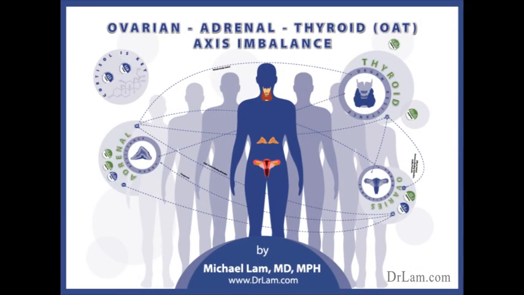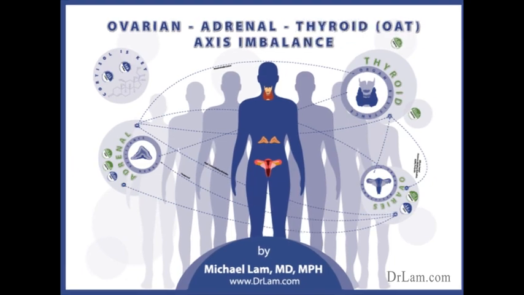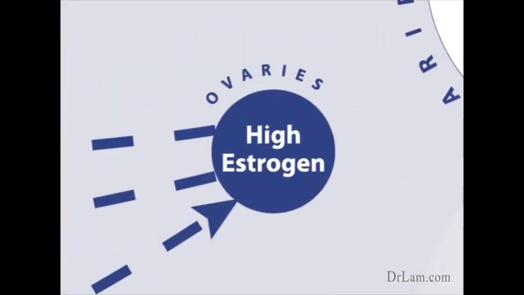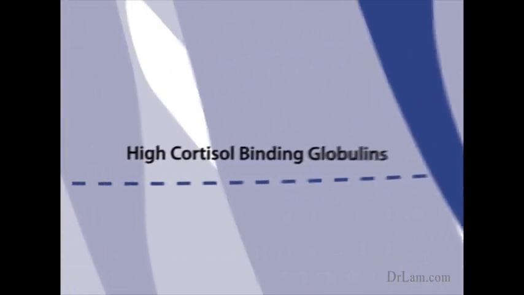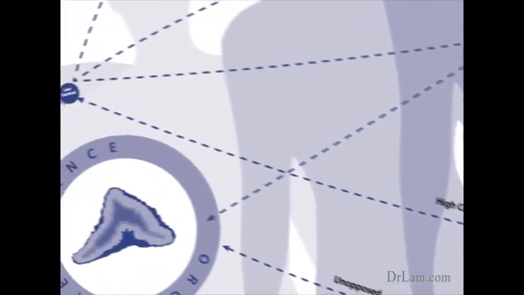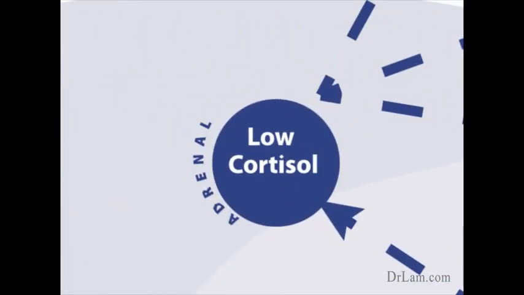Now, let's look at the interconnection. When the adrenal is weak, the progesterone is low. When the progesterone is low, it fails to oppose the estrogen in the ovaries, and therefore, as we talked about before, you have estrogen dominance, which is exaggerated. On top of that, high estrogen increases the level of cortisol binding globulin and binds up the cortisol, therefore making less cortisol available. Therefore, it contributes to a reduced level of cortisol in the adrenal gland.